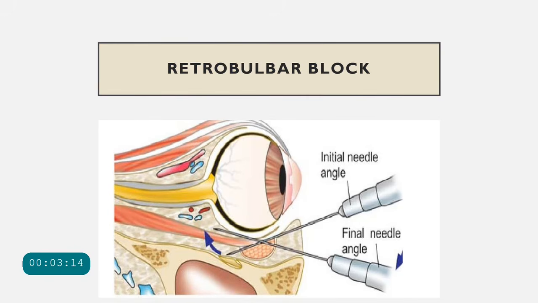Now this picture is telling you in detail. First you enter like this, outside the cone. Once you have entered about 1.5 centimeters, then change the direction and go upwards and medially. So you enter at the junction of the lateral one-third and medial two-thirds. Once you realize that 1.5 centimeters of the needle has been introduced, you change your direction upwards and medially and enter the intraconal area like this.